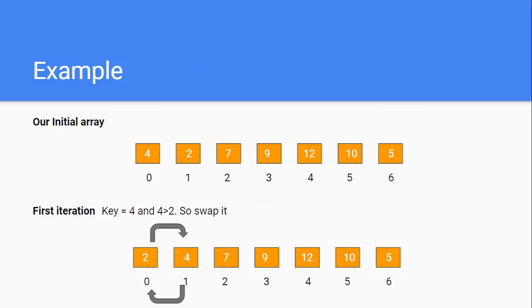It is continued until all the elements are at the perfect position. Now we are considering an example where we have an array of 4, 2, 7, 9, 12, and 5. So the first iteration says the key element is 4, and 4 is greater than 2, so swap it. We can also think of it as comparing 2 with 4, and 4 is greater than 2, so swap it.